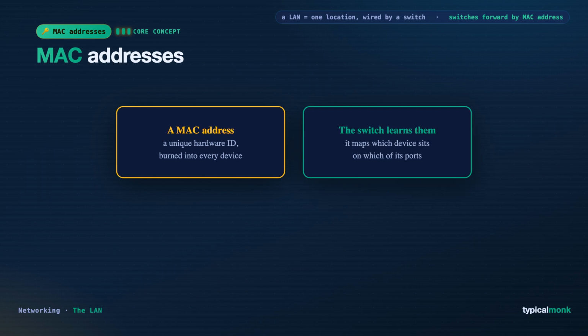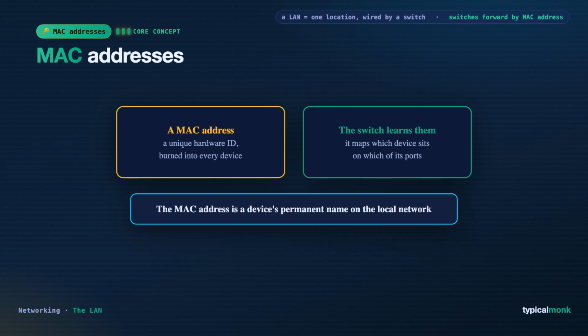And the switch puts these to clever use. As devices talk, the switch learns which MAC address is reachable through which of its ports, and it builds a little table in its memory. This address is on port 1, that address is on port 5. It learns the layout of the network by listening. So the MAC address is the fixed identity, and the switch's table is the map that connects each identity to a physical port. So the takeaway: every device has a unique MAC address, its permanent hardware name, and the switch learns them so it knows exactly which device sits on which port.